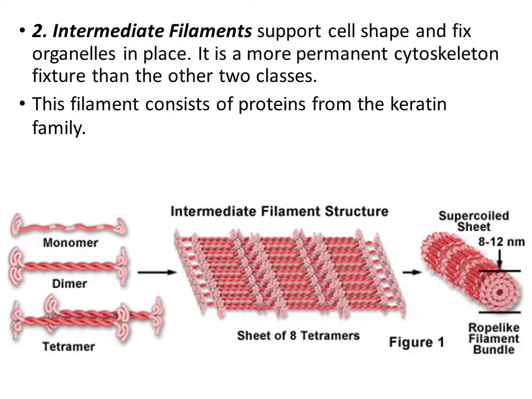The second category of cytoskeletal proteins we will talk about is the intermediate filaments. The intermediate filaments support cell shape and fix organelles in place. The intermediate filament is a more permanent cytoskeleton fixture than the other two classes. This filament consists of a protein from the keratin family.